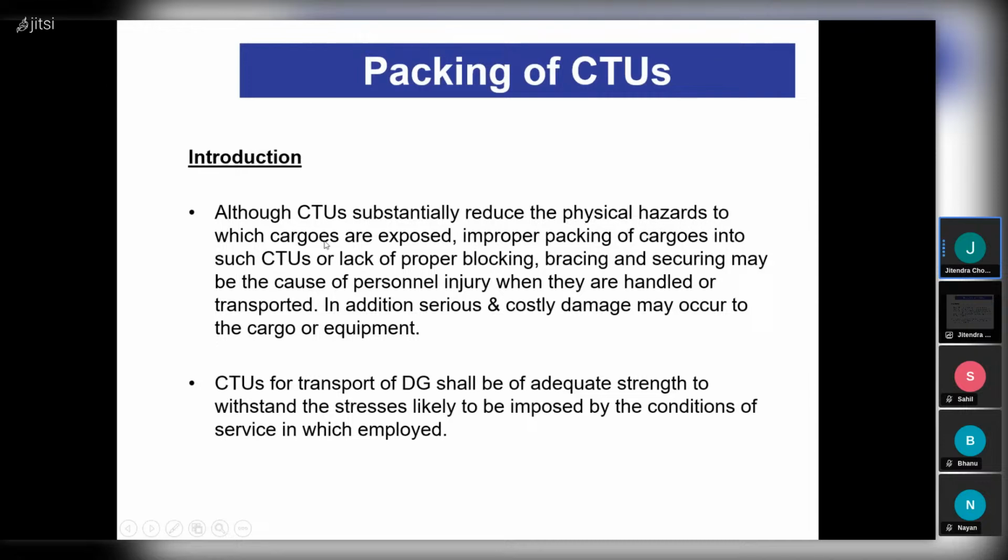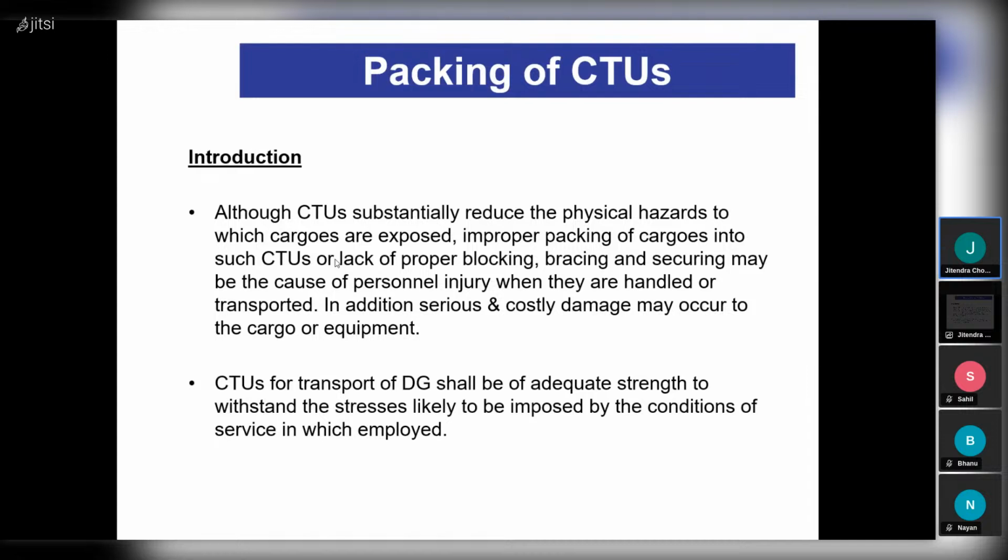So it takes away physical hazards, and for the cargoes, improper packing of cargoes, or lack of proper blocking, bracing, securing, may be the cause of personal injury when they are handled or transported. In addition, serious and costly damage may occur to the cargo or equipment. So it has to be properly handled and approved. That's why we discuss in marking that it should be properly approved.